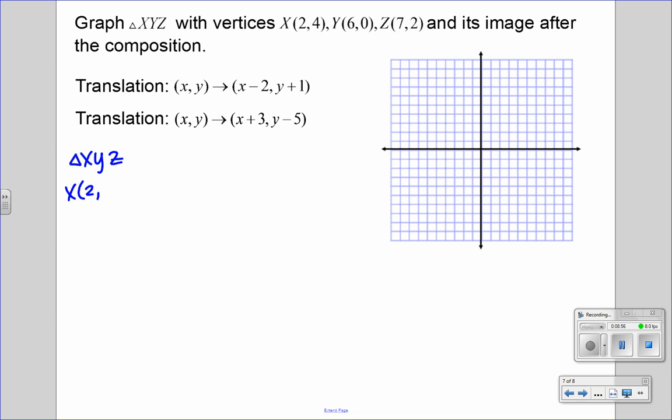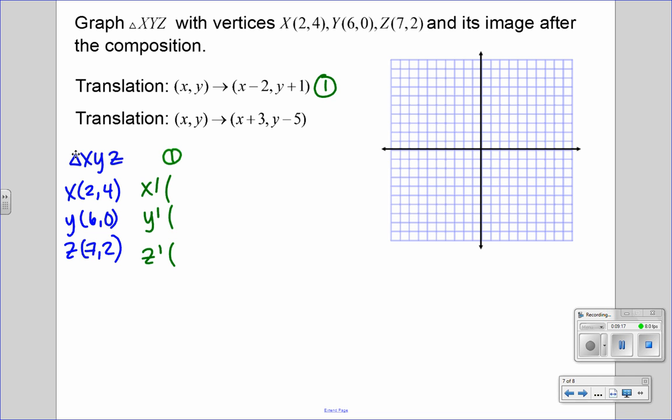X is 2, 4. Y is 6, 0. And z is 7, 2. And we're going to apply the first translation, which is subtracting 2 to the x's and adding 1 to the y's. So 2 minus 2 is 0, and 4 plus 1 is 5. 6 minus 2 is 4, and 0 plus 1 is 1. 7 minus 2 is 5, and 2 plus 1 is 3.